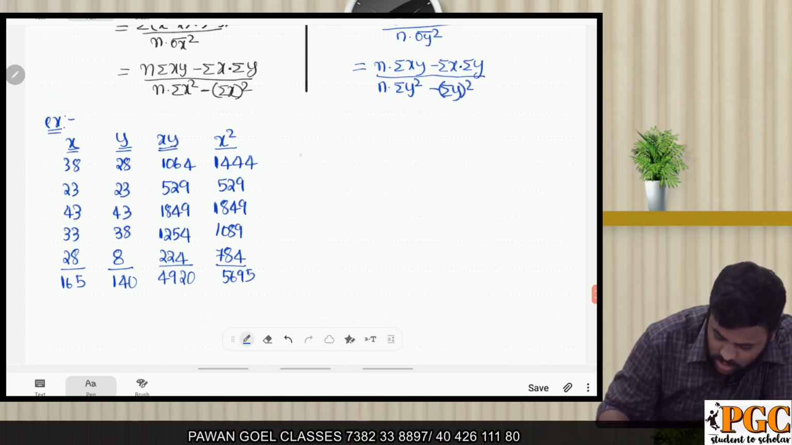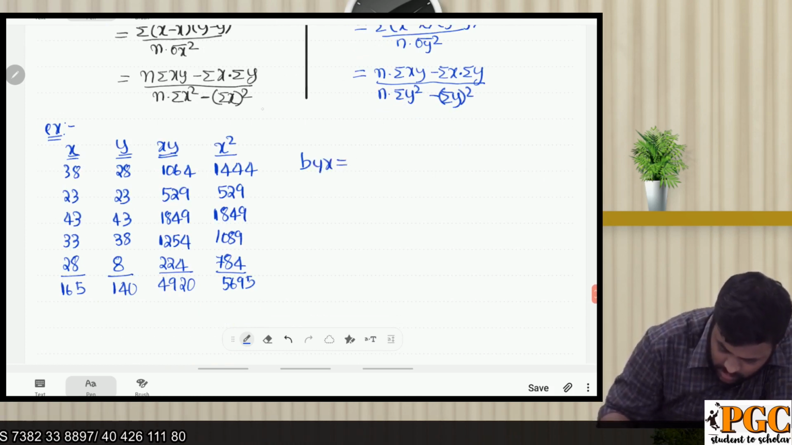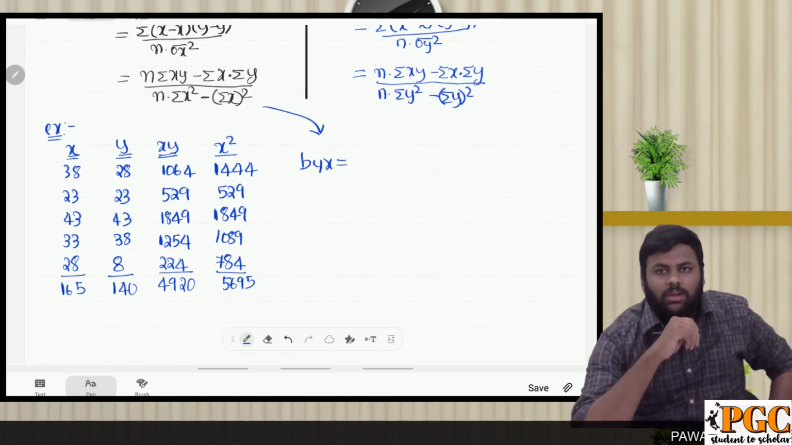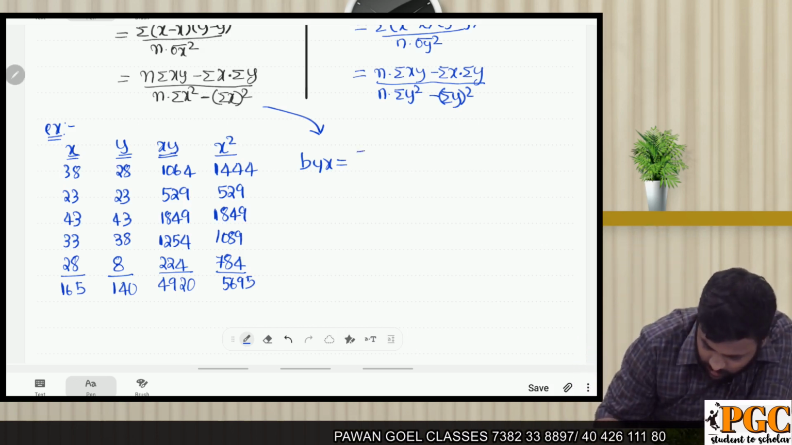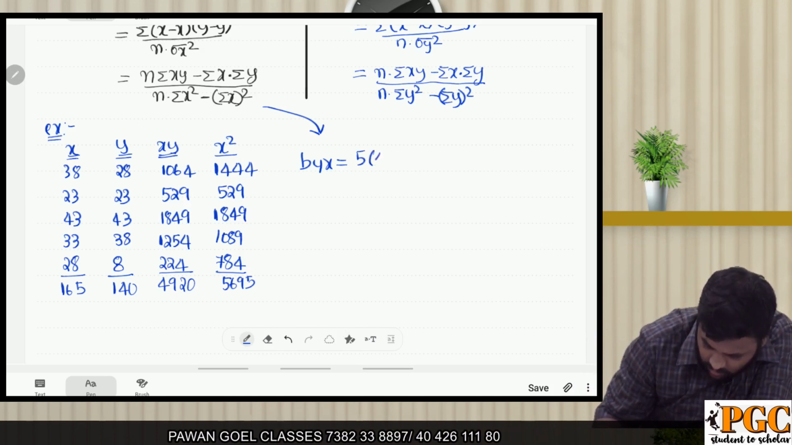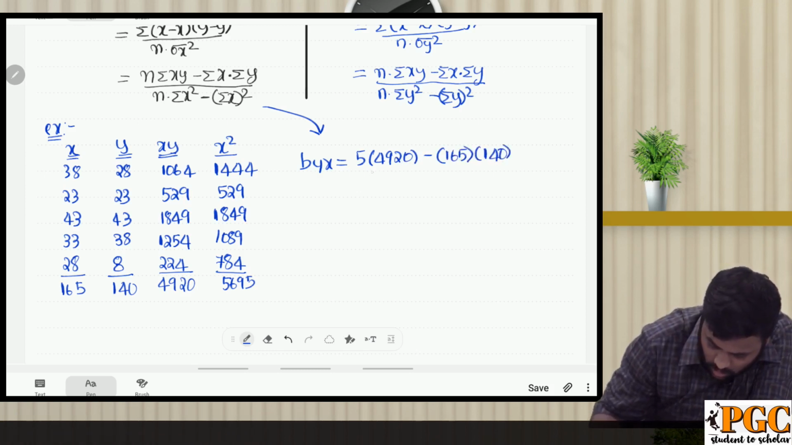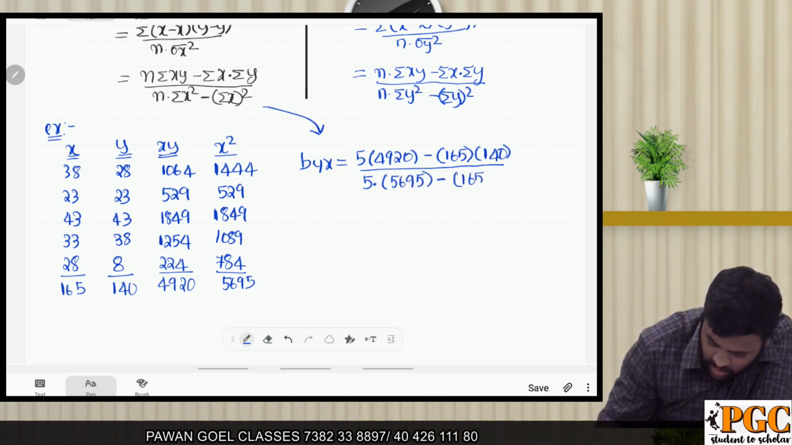Now since we are asked to compute byx, byx is n into summation of xy minus summation of x into summation of y divided by n into summation of x square minus summation of x whole square. That is nothing but 5 into summation of xy 4920 minus summation of x into summation of y, 165 into 140, whole divided by 5 into summation of x square 5695 minus summation of x whole square, 165 whole square.